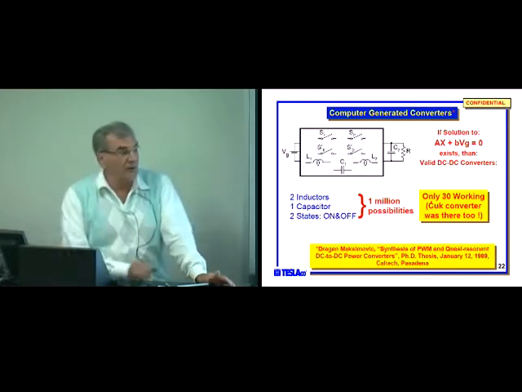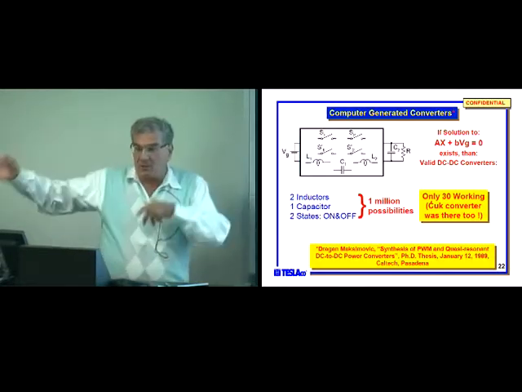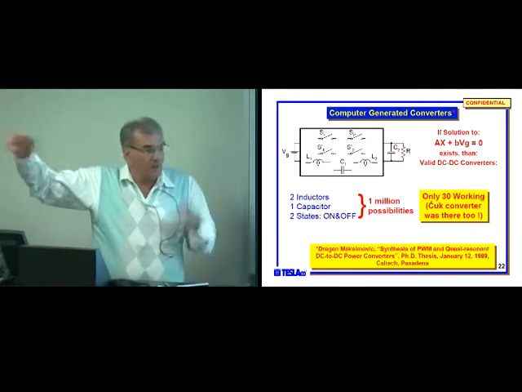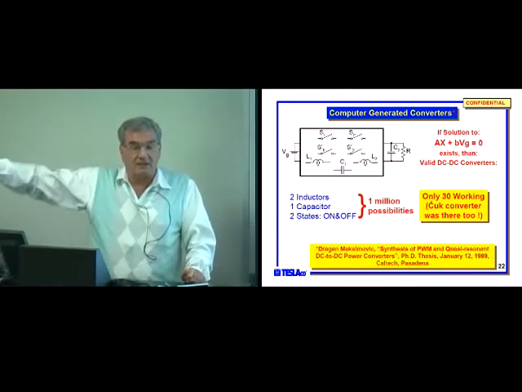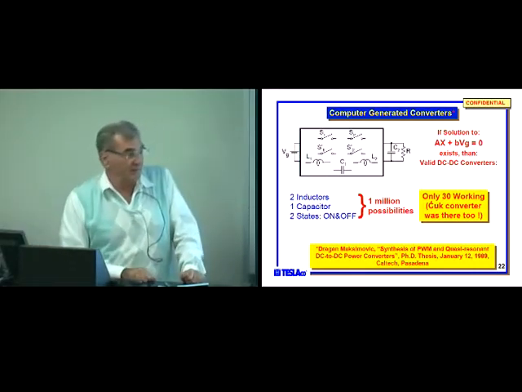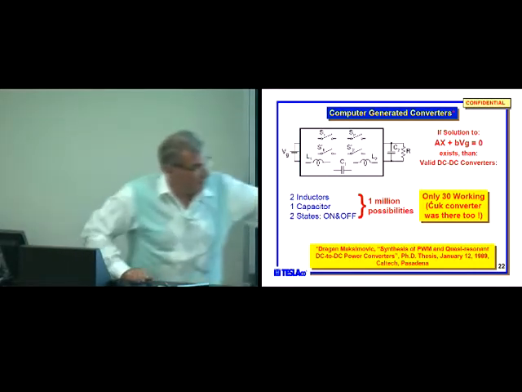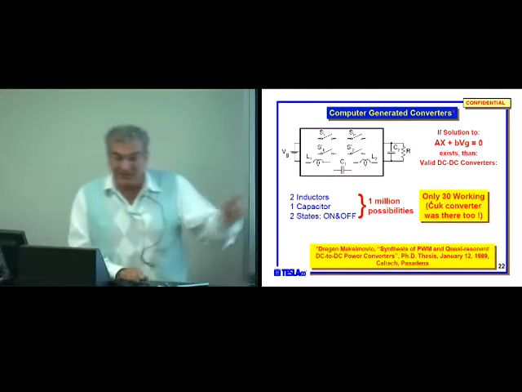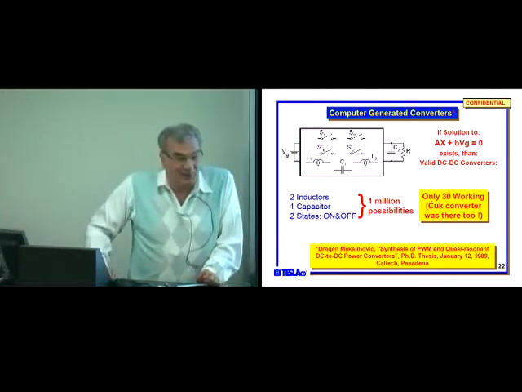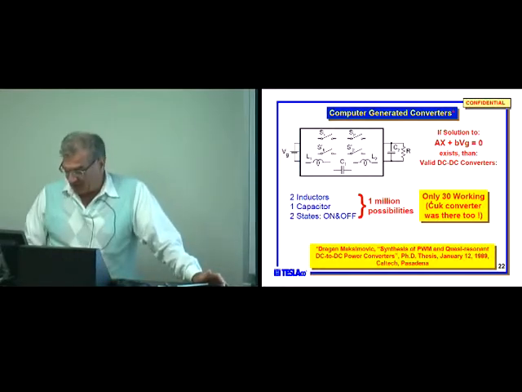And out of the million possibilities, some of them are low-pass filters, some are high-pass filters, but only a few of them had a steady state and DC output. And there are only about 30. Well, I was really glad because the Cuk converter came out as one of those, because I invented it before that computer program, okay? So that was nice.